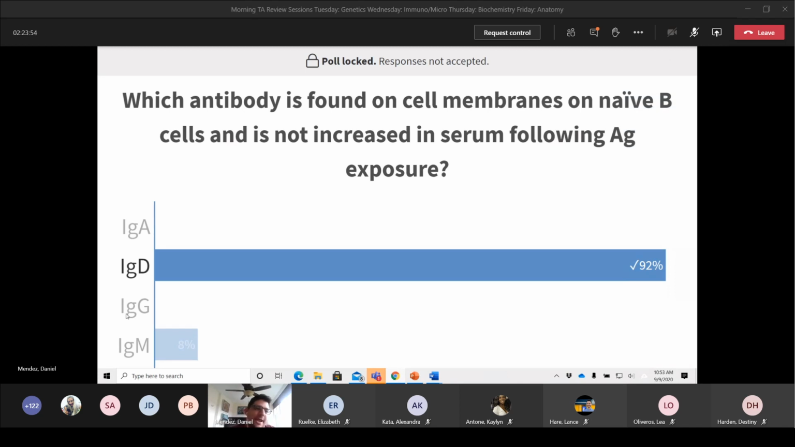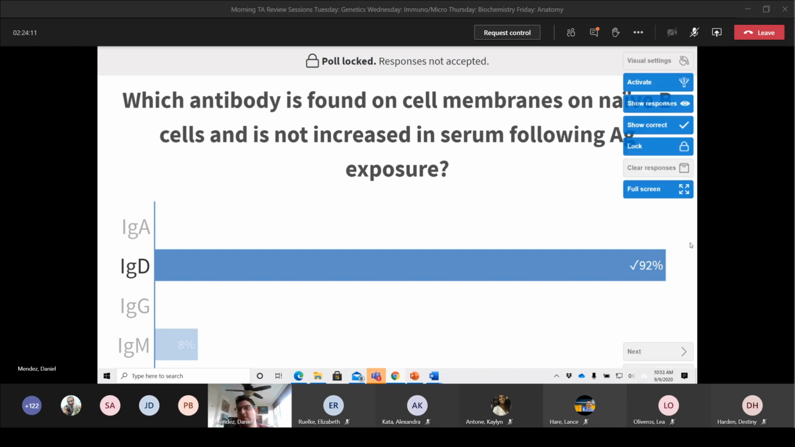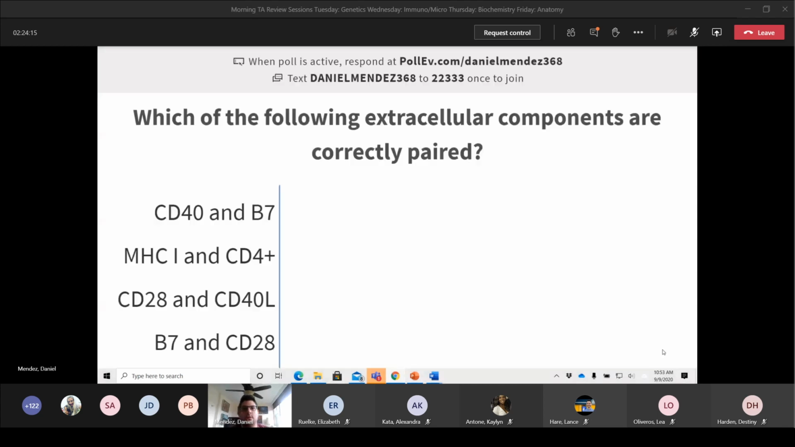If you come in contact with an antigen and it is T cell independent, you will increase IgM only. If it is T cell dependent, depending on the scenario, you're either going to increase IgG, IgA, or IgE. Remember, we need T cells for class switching. Here is your next one.